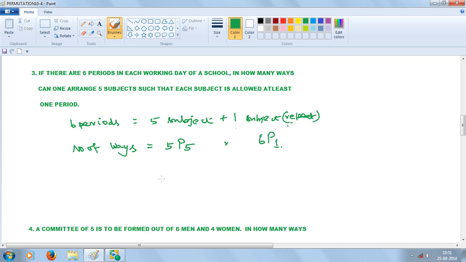So the answer is 5P5 multiplied by 4 multiplied by 3 multiplied by 2 multiplied by 1 and multiplied by 6P1, which is just 6. That is 5 fours are 20, into 3 is 60, into 2 is 120, so it is totally 720 ways.